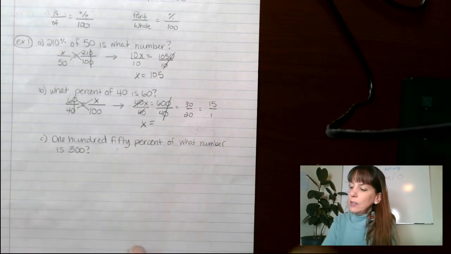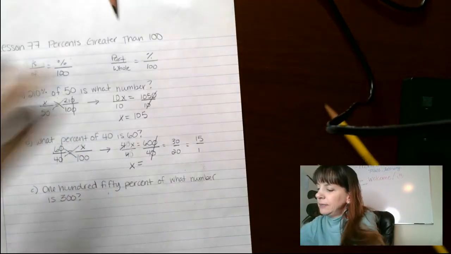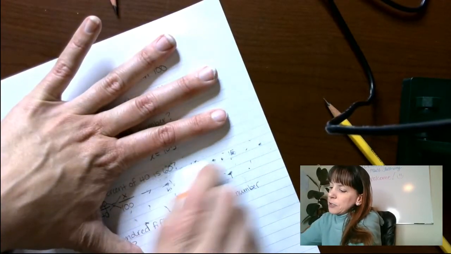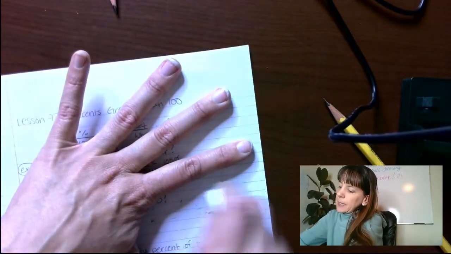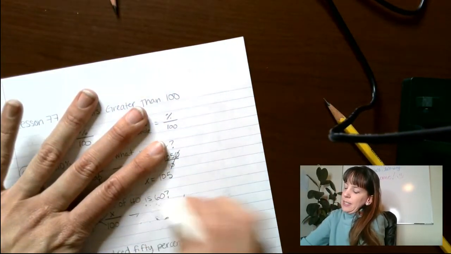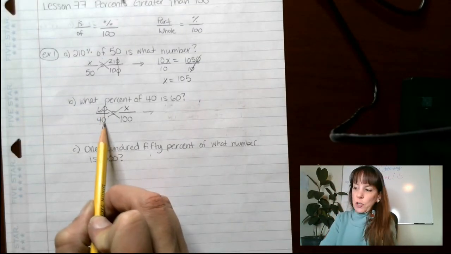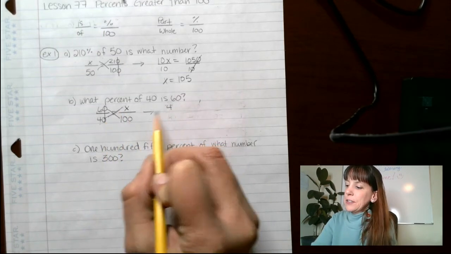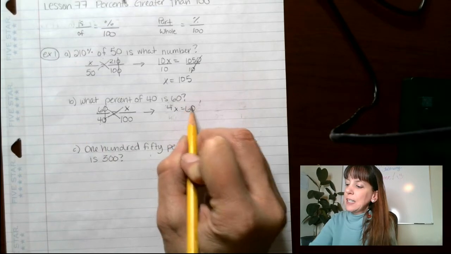Do you see I crossed that out? My bad, guys. Let's try that again. I just made a tiny error there. So if you cross out the 0 on the 60, you have to cross out the 0 on the 4, and I just didn't pay attention. So this is 4x equals 6 times 100, which is 600.